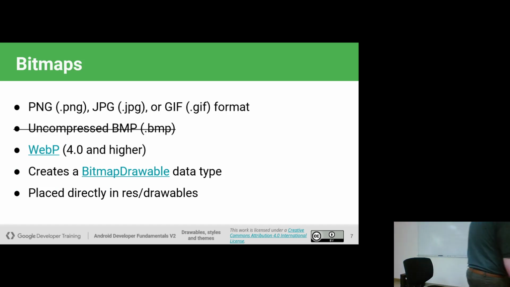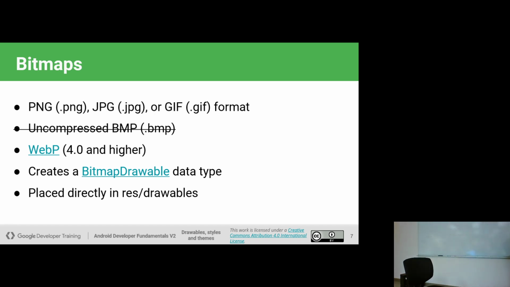So bitmaps, right? Bitmaps can be JPEG, PNG, GIF. You are allowed to put BMP files in there. Don't do that because, again, they're uncompressed. They'll take up way too much space when you go to deploy your app. So you definitely want to start with some sort of compressed image, not an uncompressed image, I would say.